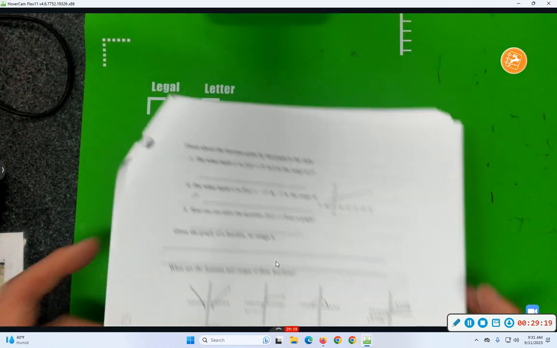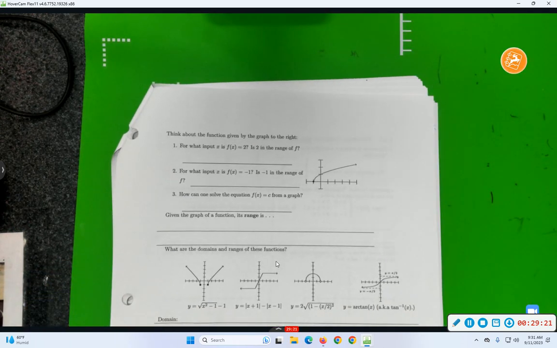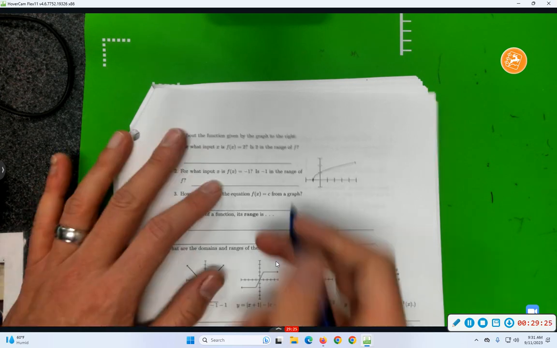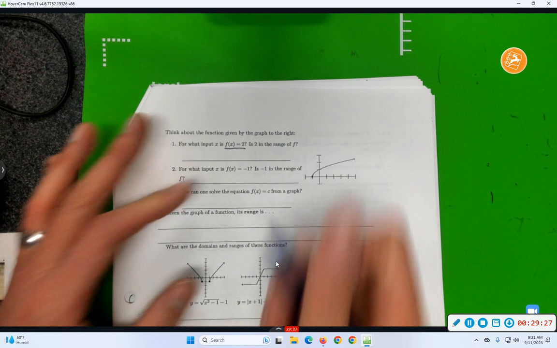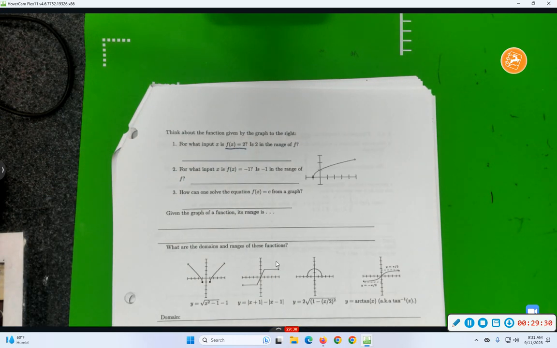So the next thing I want to talk about is let's use a graph to solve an equation. So here's again the graph of a function. For what input or inputs is this function equal to 2?